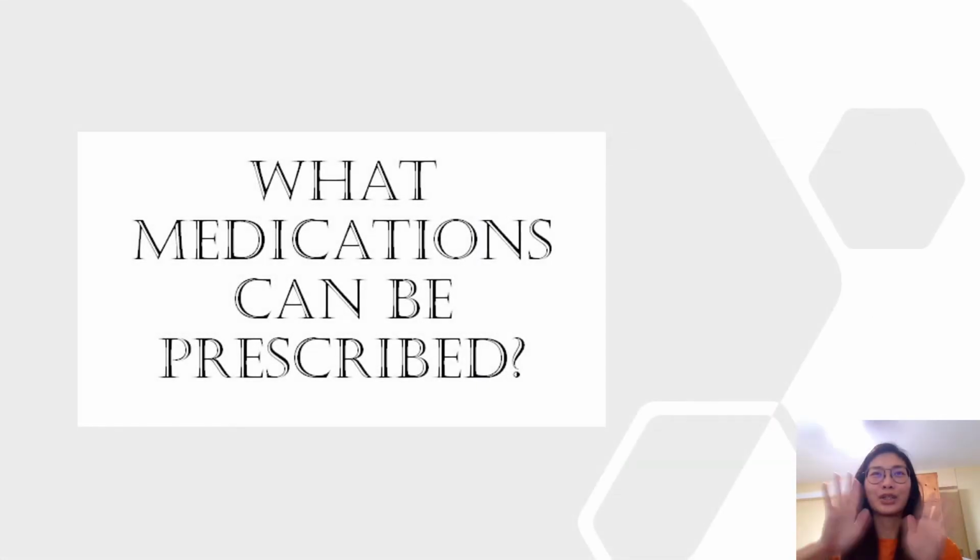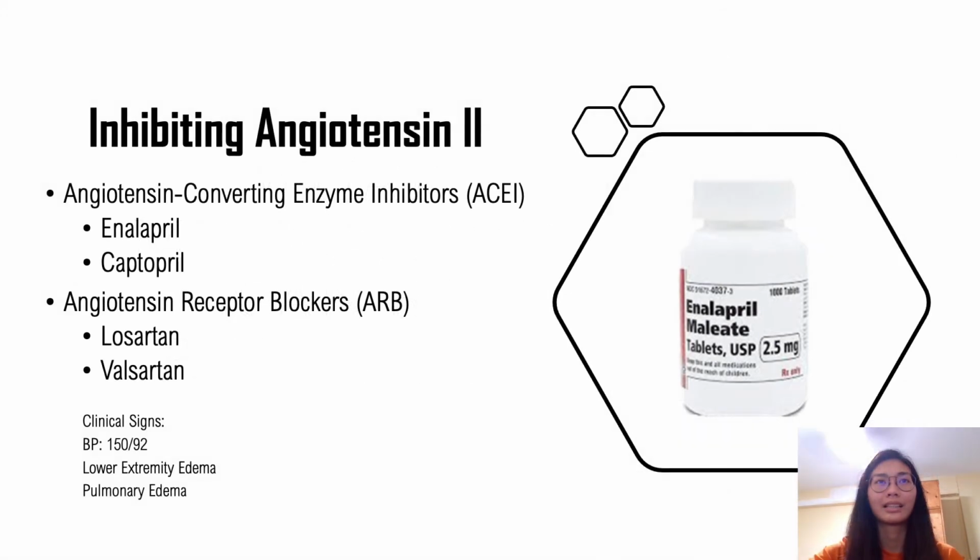Hello, my name is Elsie and I'll be presenting what medications can be prescribed to this patient. So we'll be prescribing angiotensin II inhibitor to this patient. The first drug is angiotensin converting enzyme inhibitor, which is also known as the ACE inhibitor. The examples are enalapril and captopril. The ACE inhibitor blocks conversion of angiotensin 1 to angiotensin 2 by angiotensin converting enzyme. It blocks the production of angiotensin 2 and decreases production of aldosterone.